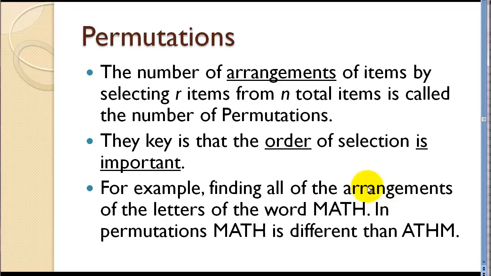So for example, if we are arranging the 4 letters from the word math and seeing how many different words we can make, the order would matter. I'm using the term word loosely, we're just using it as an arrangement of the 4 letters. So math is different than this one. Those would be 2 different permutations or arrangements. What we're interested in is being able to count or find the total number of arrangements that can be made in different situations.